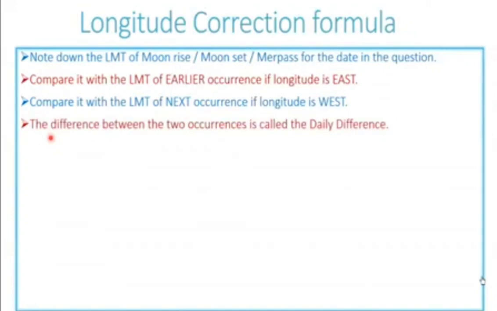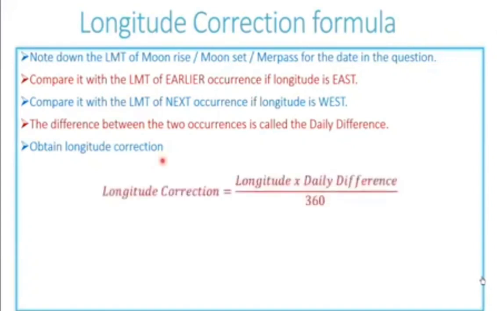Find out the difference between these two times. The difference between these two occurrences is known as the daily difference. This is the delay which has happened in the case of the moon over the phenomena for the next day. Now once we have obtained the daily difference, we can use it to obtain the longitude correction. The formula we use is: longitude correction is equal to the daily difference multiplied by the longitude of the observer, whole divided by 360 degrees.